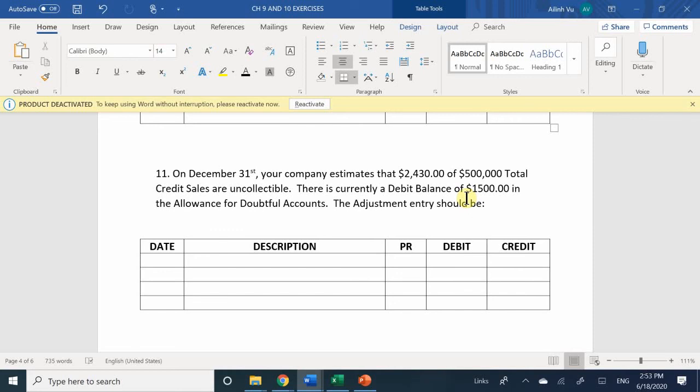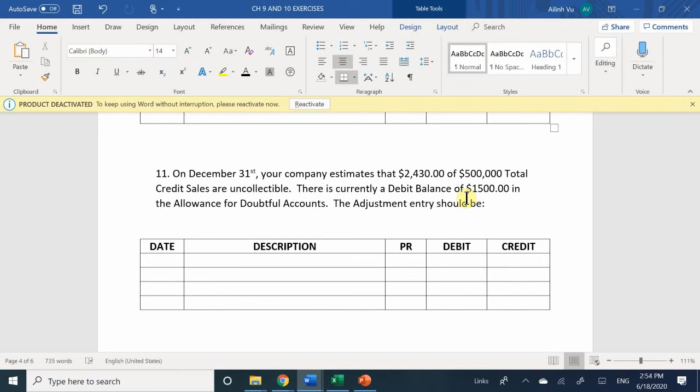Or 2/3, sorry. So now we're going to be looking at this. Question number 11: on December 31st, your company estimates that $2,430 of its $500,000 total credit sales is uncollectible. There is currently a debit balance of $1,500 in the allowance for doubtful accounts.